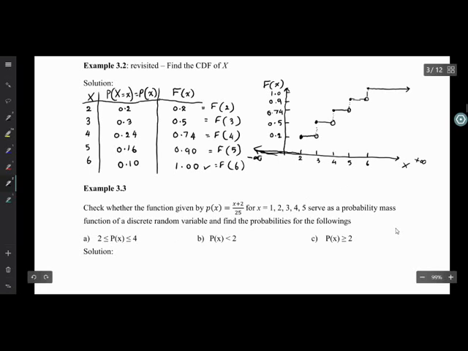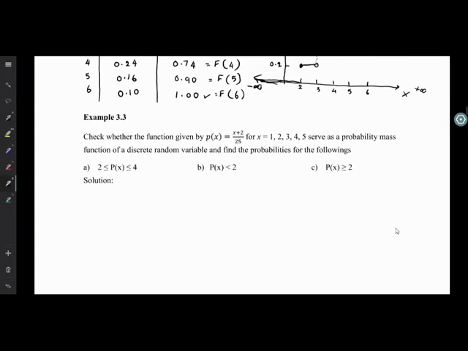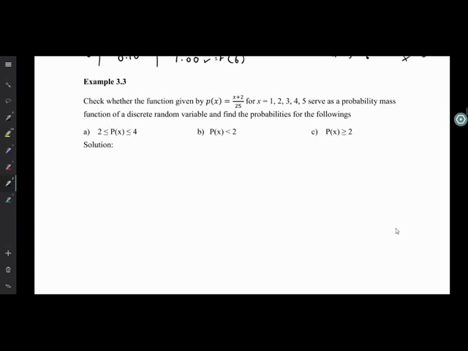So in this third example, let's try to find out the PMF, the CDF, and also let's try to calculate probabilities of this random variable. Okay, so we have the function given by Px, which is (x plus 2) over 25, and the possible values of the random variable x are 1, 2, 3, 4, and 5. We have to check whether this is a probability mass function of a discrete random variable, and then use it to calculate the asked probabilities.